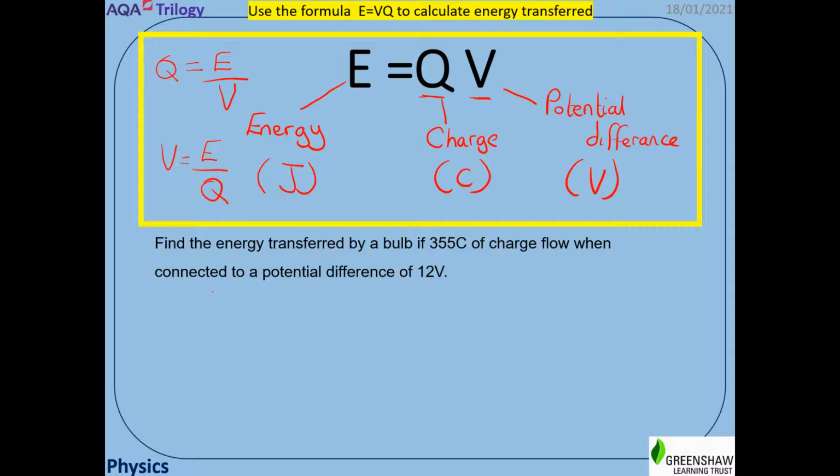Okay, watch this example. You're going to have a go at one on the next page. So, find the energy transferred. So I need to use the equation as it is by a bulb if 355 coulombs of charge flow when connected to a potential difference of 12 volts. So E equals Q times V equals 355 times 12, which equals 4,260 joules. And I must put a unit on there.